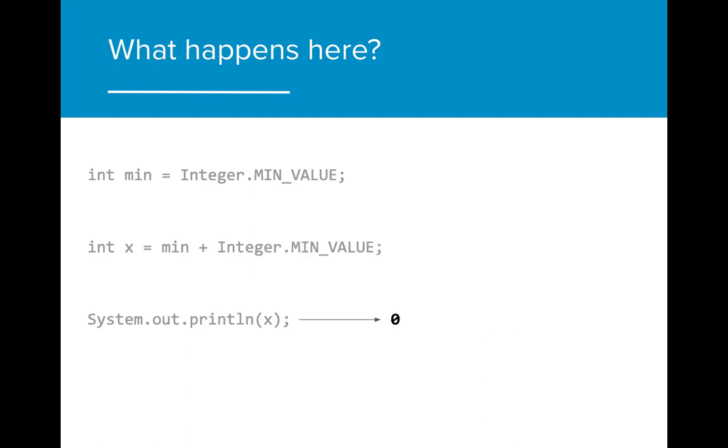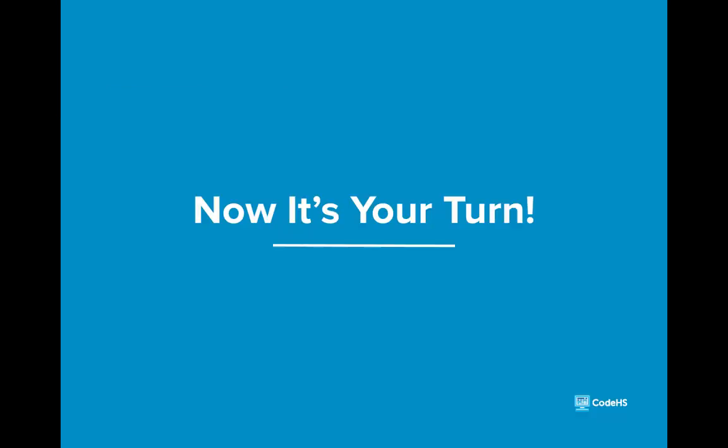To demonstrate the nature of overflow, if we were to add Integer.MIN_VALUE to Integer.MIN_VALUE, which is the same as subtracting the value of MIN_VALUE, the resulting output would be 0. Now that you've learned about casting, it's your time to try it in the editor.